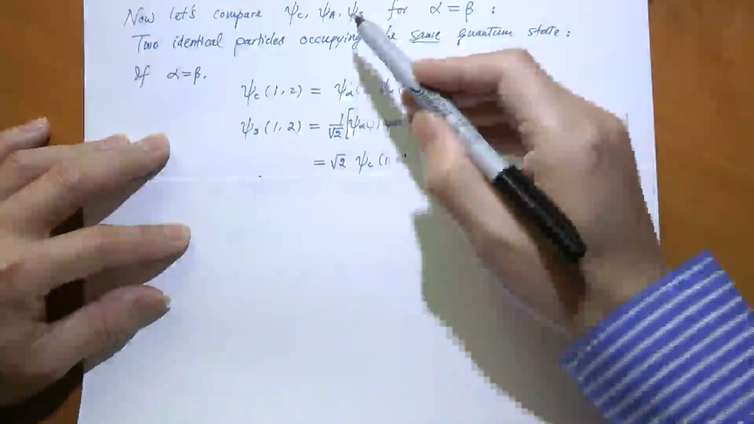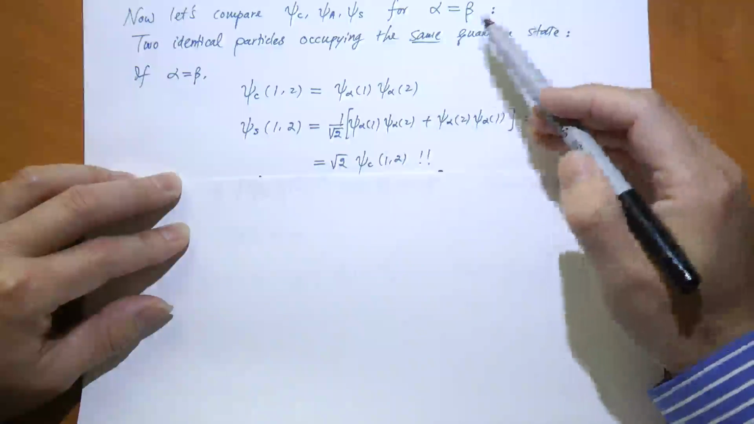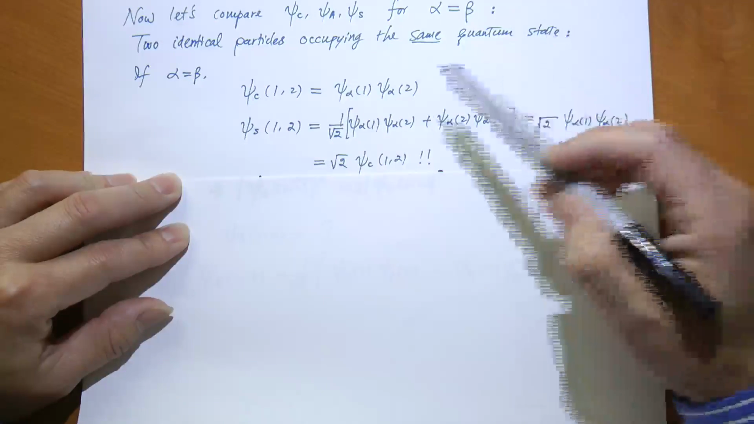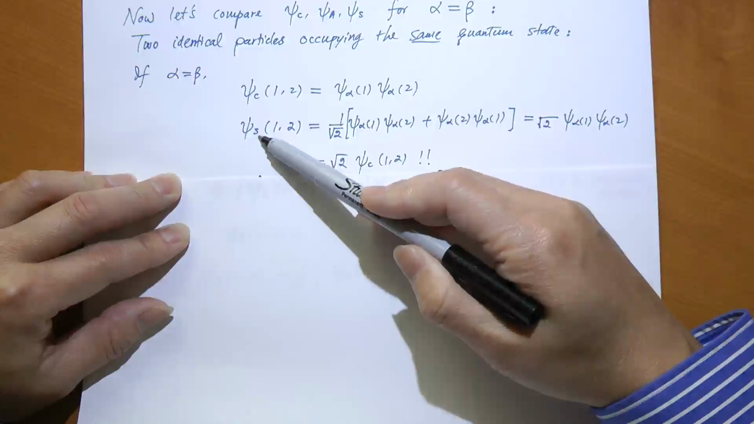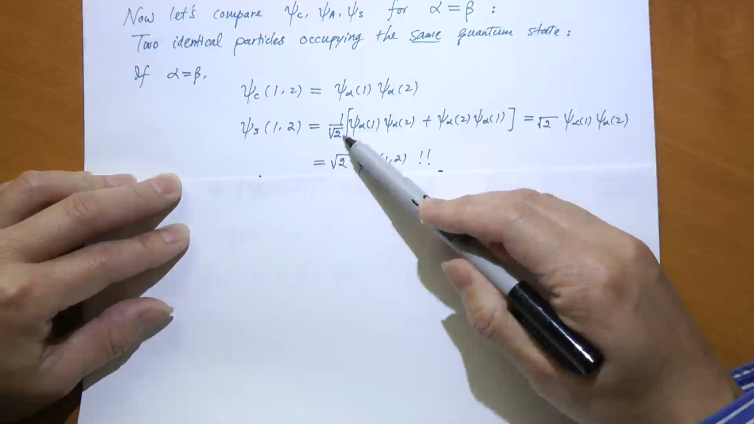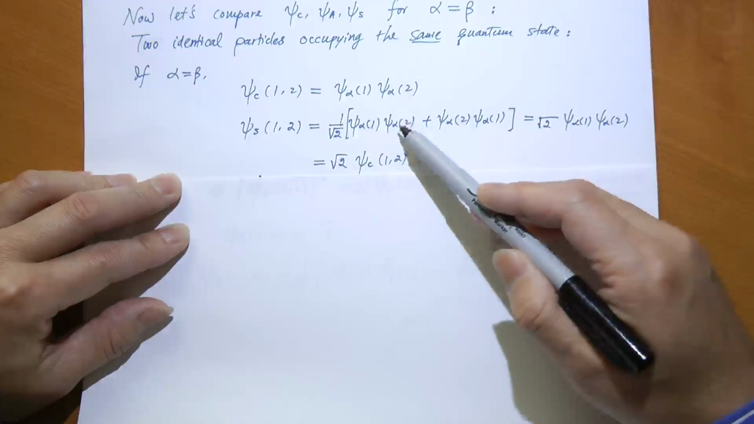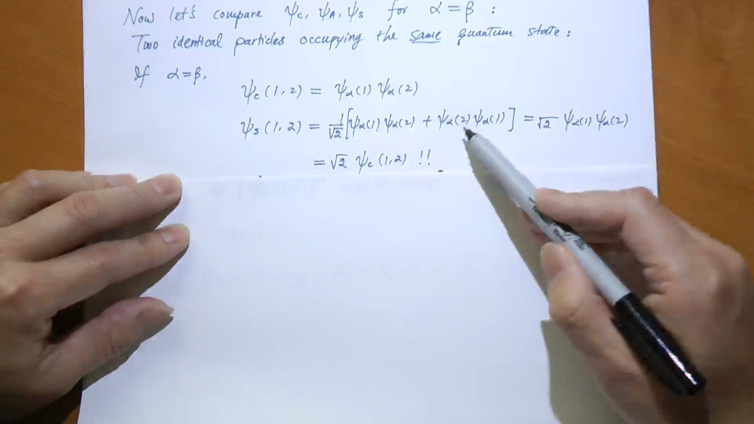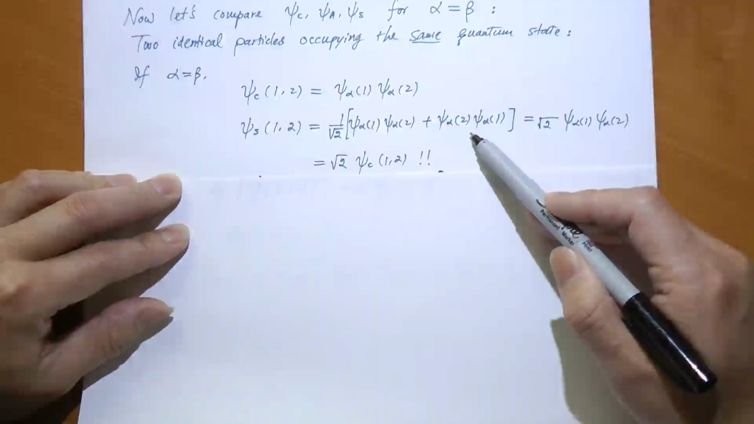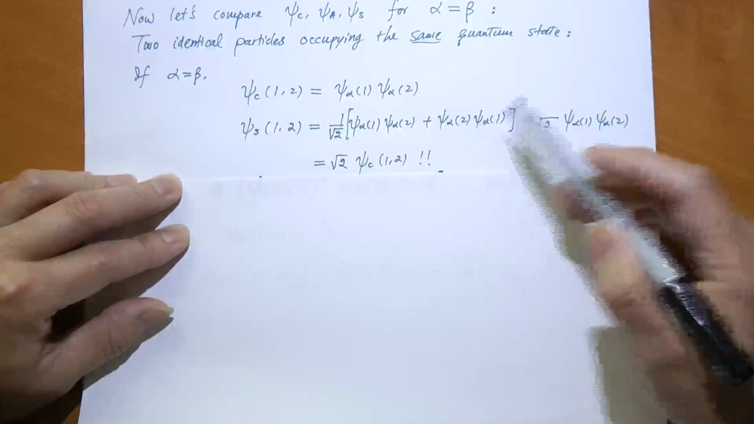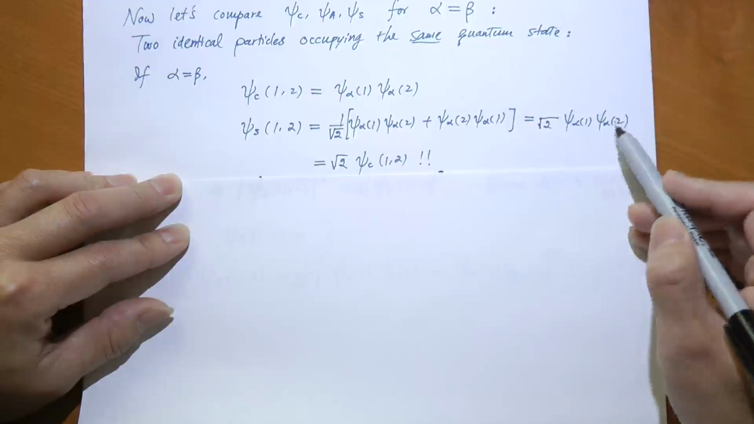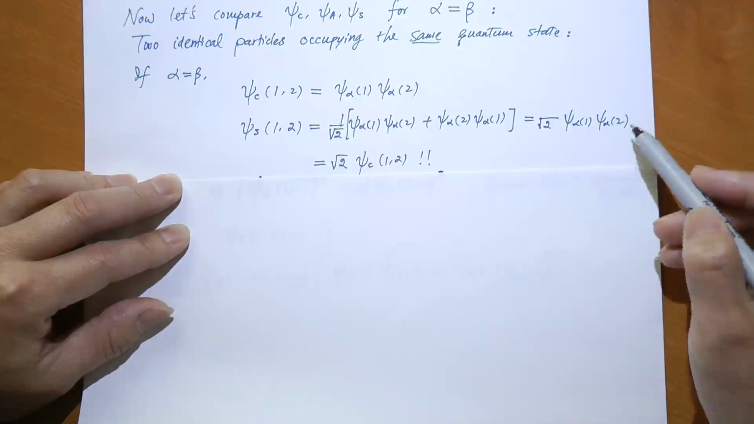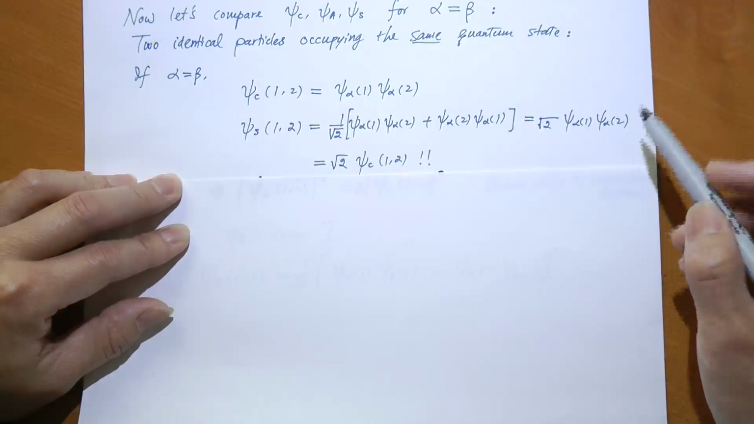Bosons satisfy the symmetrical wave function when alpha equals beta. Basically, two identical particles occupy this very same quantum state, alpha equal to beta. This is the symmetrical wave function for bosons: 1 over square root of 2, psi alpha 1, psi beta 2, but beta is alpha, so this is psi alpha 1, psi alpha 2. The same thing applies to the second term, psi alpha 2, psi alpha 1. Clearly, these are the same quantum state, so we can combine them, and overall you get the square root of 2 times psi alpha 1, psi alpha 2. That is what the wave function of the symmetrical bosons reduces to when alpha and beta are the same state.